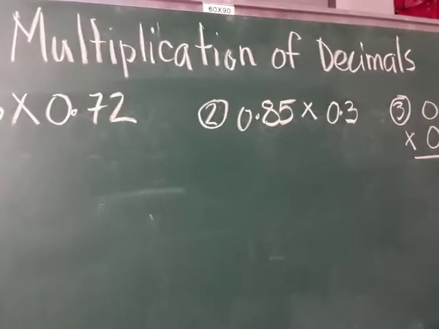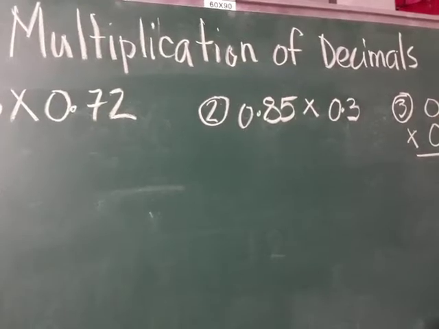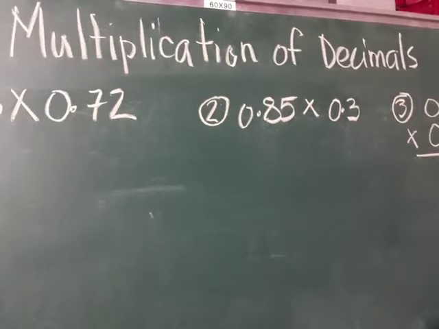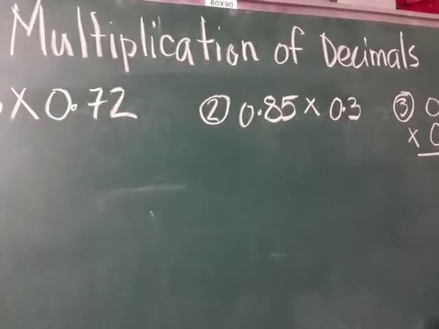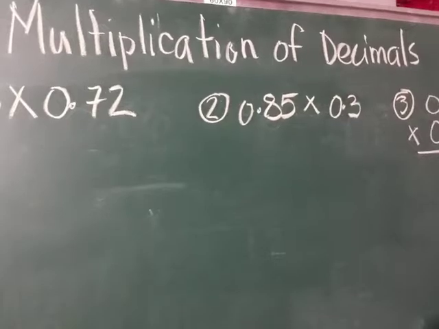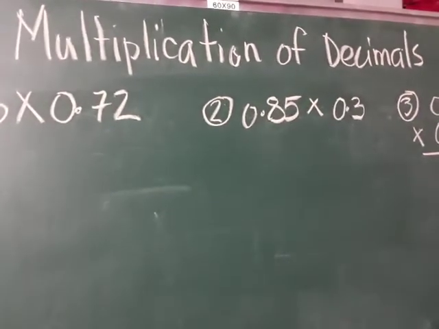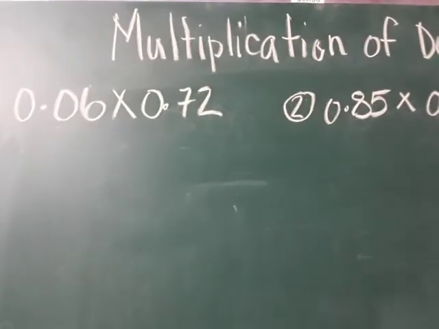So there are three ways on how to multiply decimals. First, multiply like a whole number. Second, count the number of digits after the decimal in each factor. And last, put the same number of digits behind the decimal in the product. So, to understand more on the three ways, we have examples here.